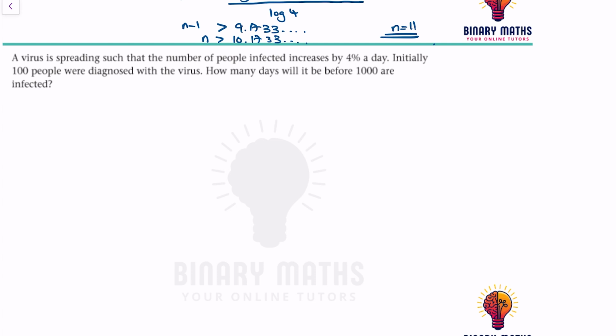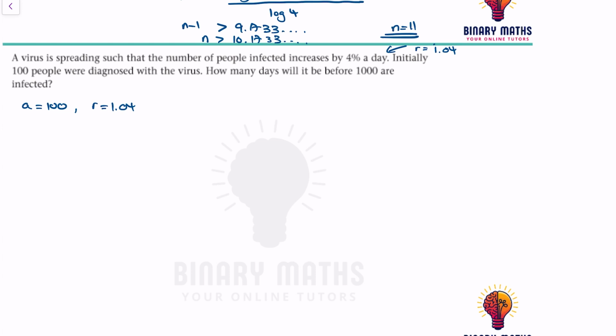A virus is spreading such that the number of people infected increases by 4% a day. The multiplier is 1.04. So the common ratio is 1.04. Initially, 100 people are diagnosed. So A is equal to 100. R is equal to 1.04. We just figured that out. How many days will it be before 1,000 are infected?